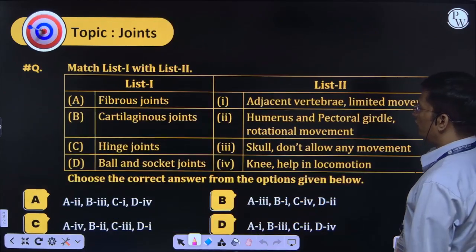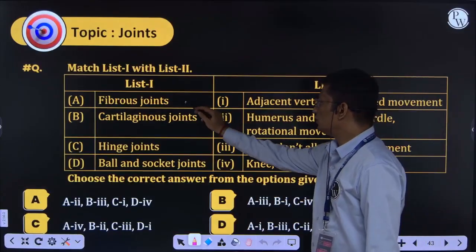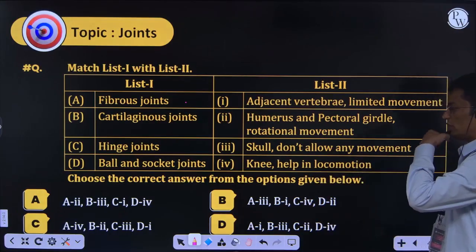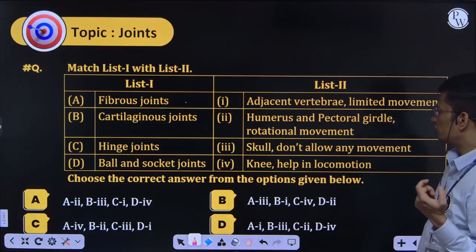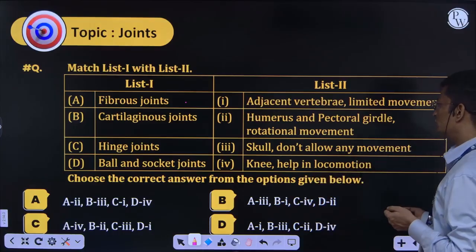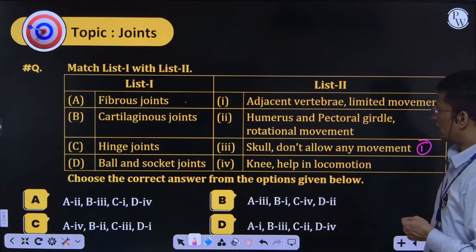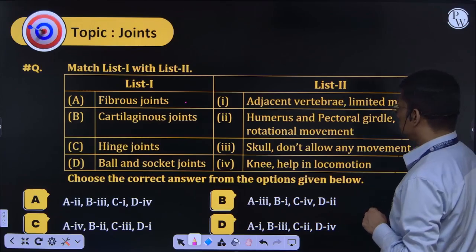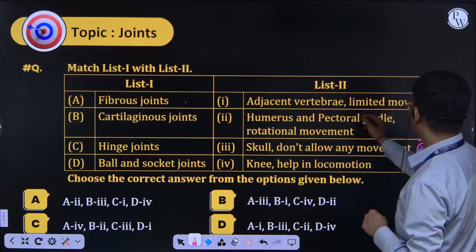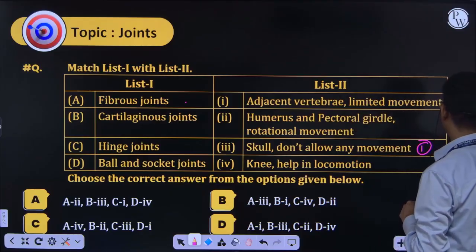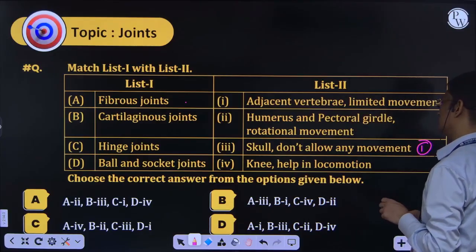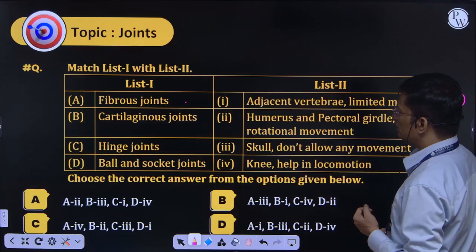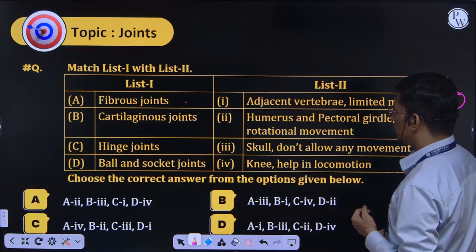Next one. Fibrous joints are immovable joints. Immovable joints are present in the skull, and the tooth is located in the socket of the jawbone, so that is also an immovable joint. Cartilaginous joint is present between adjacent vertebrae. What is present? Limited movement. That is a cartilaginous joint, except condyloid and pivot joint. Clear?